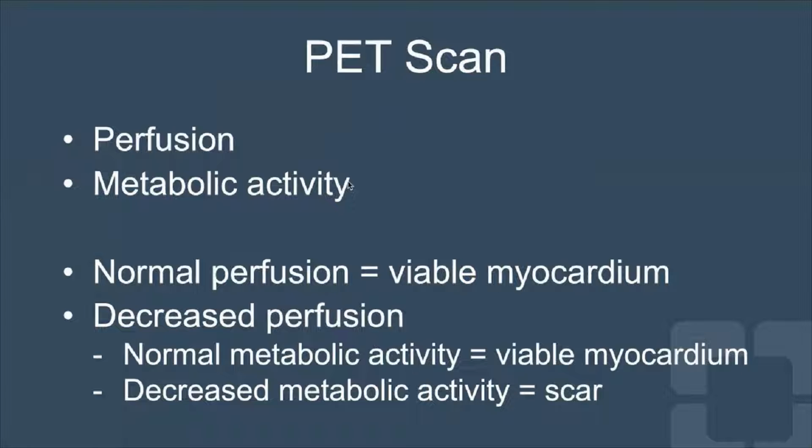In patients who have normal perfusion, this is a viable myocardium, and that myocardium will recover. In patients who have a decreased perfusion but have a normal metabolic activity, this is also a viable myocardium, and that myocardium should recover. However, in patients who have a decreased metabolic activity and decreased perfusion, that territorial muscle is likely a scar and unlikely to recover.